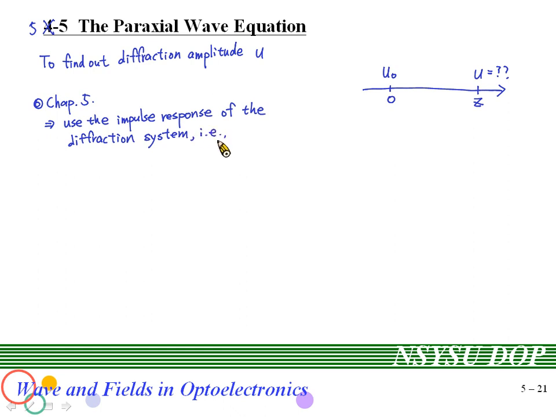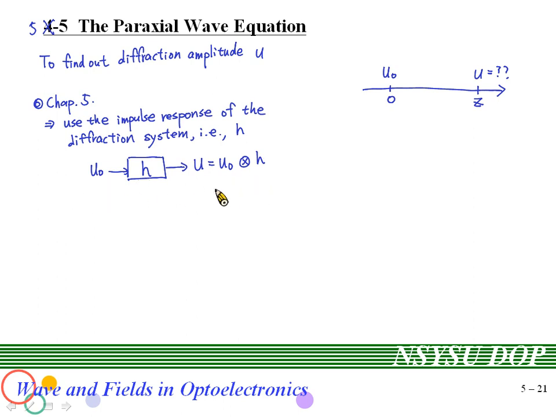What is the impulse response of the diffraction system? That is the H function. So the diffraction system can be considered like this, with the impulse response H. If you know the input amplitude, the initial amplitude U0, you can obtain the diffraction amplitude U by the convolution of U0 and the H function. That is how we find out the diffraction amplitude U in Chapter 5.